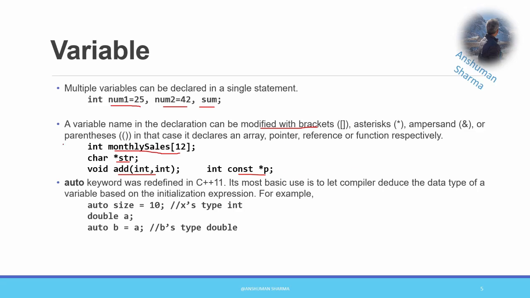Then in C++11 the auto keyword was again redefined, and auto was declared as a data type that is used to determine the data type of the variable declared at compile time. So it is very useful. Its most basic use is to let the compiler deduce the data type. So the compiler automatically deduces the data type. For example, if you write auto size is equal to 10, it means that size will be of type int. Then if you write auto b is equal to a, where a is of type double, then it will automatically deduce that the type of b is also double. So the following point should be remembered while working with variables.